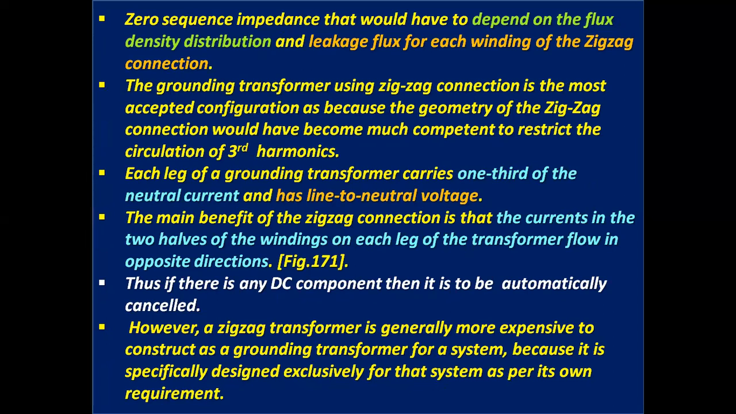Zero sequence impedance would have to depend on the flux density distribution and leakage flux for each winding of the zigzag connection. The grounding transformer using zigzag connection is the most accepted configuration, because the geometry of the zigzag connection is much more competent to restrict the circulation of third harmonics.